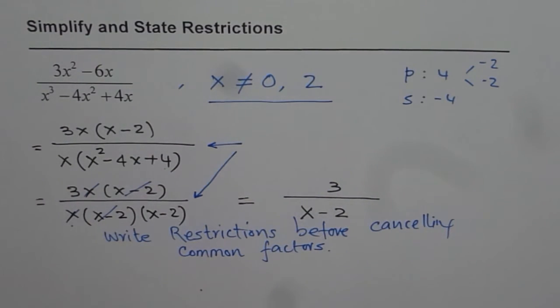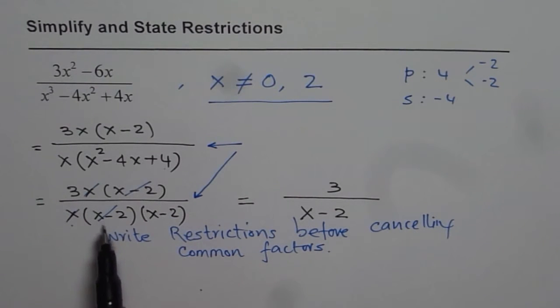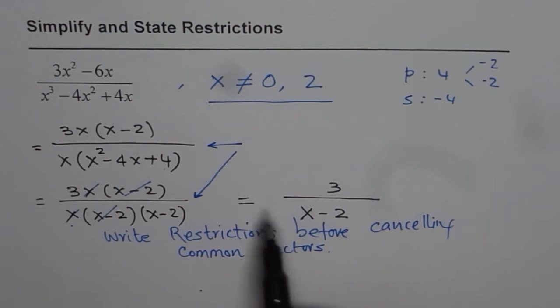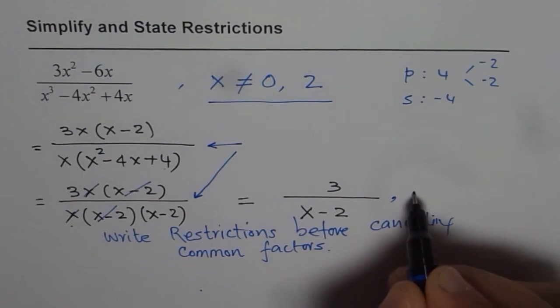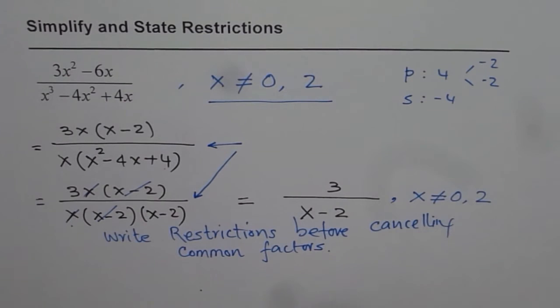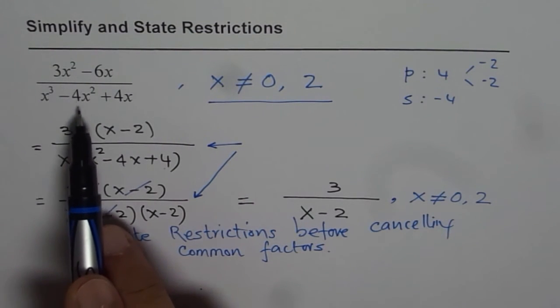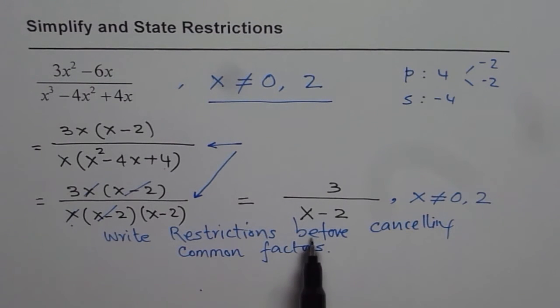Remember that. Write restrictions before you cancel the common factors. In that case, you'll always get the correct answer. Otherwise, you'll miss a few restrictions, which will be wrong, correct? So the simplified version is 3 divided by x minus 2, and here you should say x is not equal to 0 and x is not equal to 2. Both restrictions should be stated. Only then is (3x squared minus 6x) divided by (x cubed minus 4x squared plus 4x) equal to 3 over x minus 2, right?